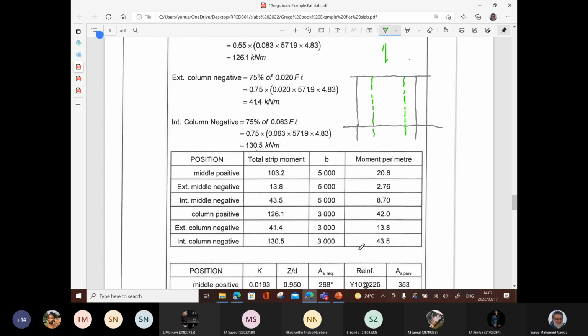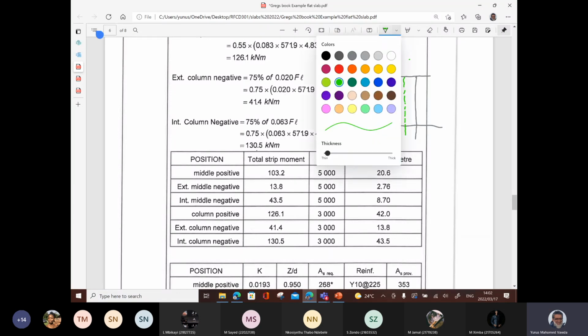Middle positive will be 103.2. Total strip moment. I need to change something here. I need to take a pen. All right, so I've got middle positive is going to be 103.2.